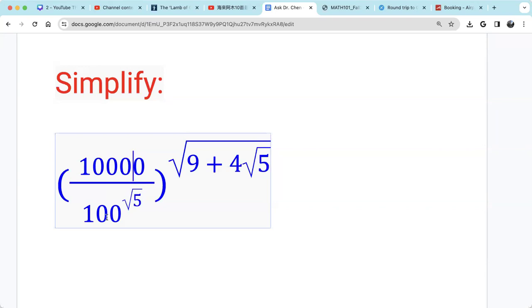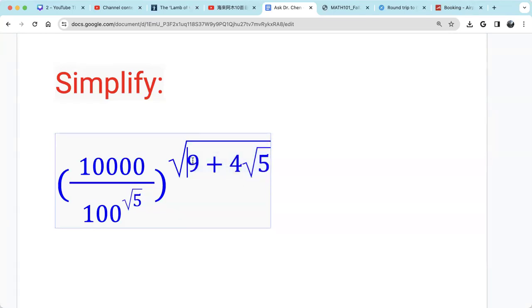The denominator we can write as 10 raised to 10 squared, right? 10 raised to 2 radical 5. So then inside the parentheses, we can write it as base 10 raised to 4 minus 2 radical 5. Okay, now let's observe this exponent. I have 9 plus 4 times radical 5.